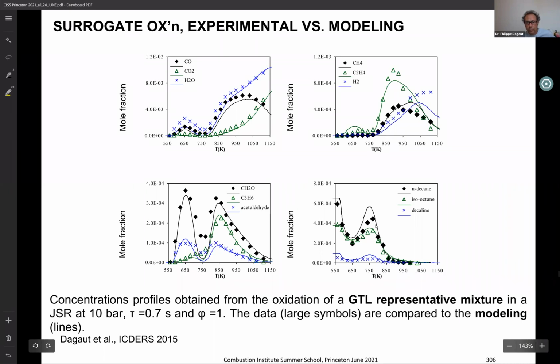So for the fuel components, the model also represents well their consumption. And regarding the products, CO is pretty well matched by the model. Here we underestimate the formation of water in the cool flame, but besides that, the model represents well the data. Same thing for ethylene here, methane, and hydrogen, which maybe is oxidized a bit too early. Formaldehyde is relatively well represented here. We overestimate its consumption at 750 K. And acetaldehyde is pretty well represented, as well as propylene.